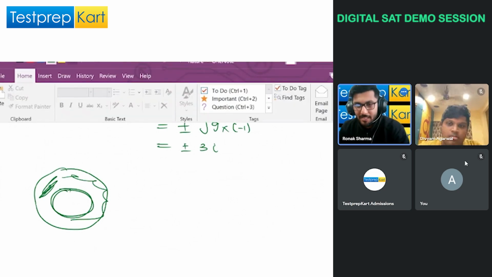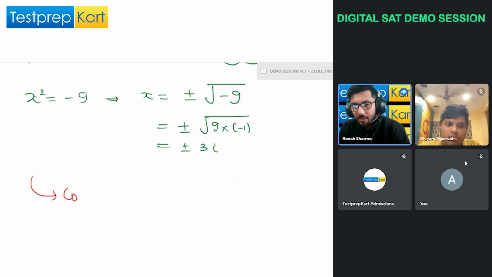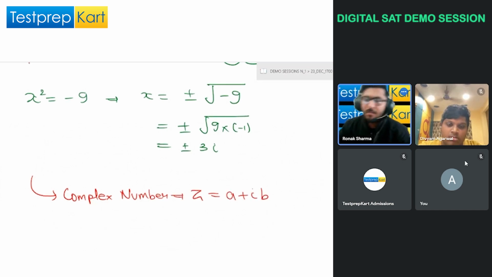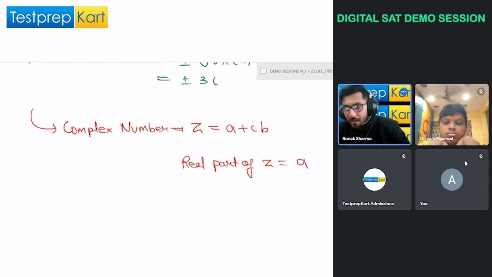Let us understand. They tried to define the complex number with a notation Z, complex number Z, and they said it is equal to a plus ib. What is a plus ib? Very simple. Here, a we call the real part of Z. Real part of Z is equal to a. And b is nothing but the imaginary part.